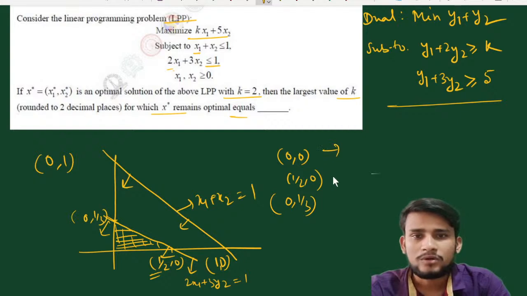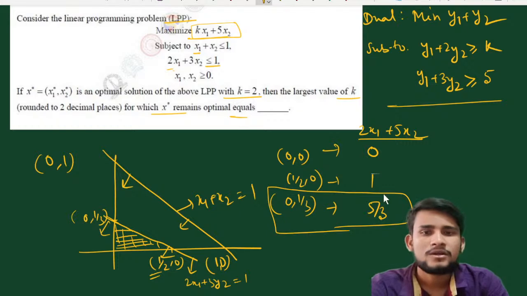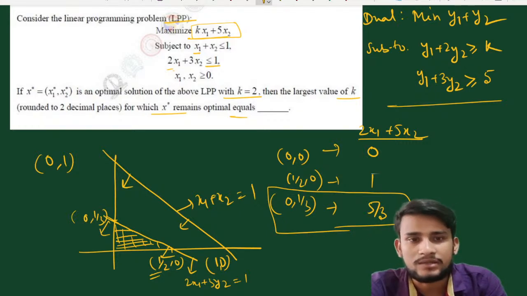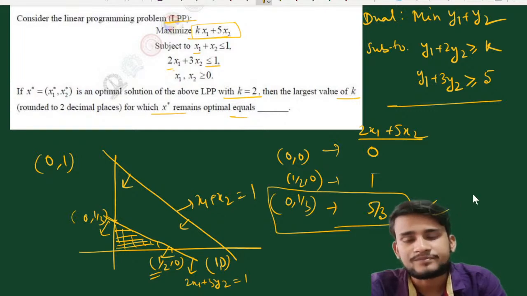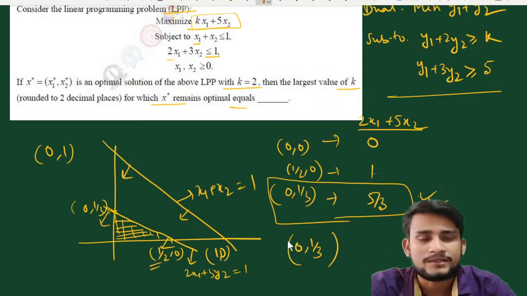Now we calculate the objective function, that is kx1 plus 5x2, for the value k equal to 2. That is 2x1 plus 5x2. For this it gives 0, this gives 1, and this gives 5 by 3. Okay, so this is the maximum solution. 0 comma 1 by 3 gives the maximum solution. So if 0, 1 by 3 is the maximum solution, then what happens?